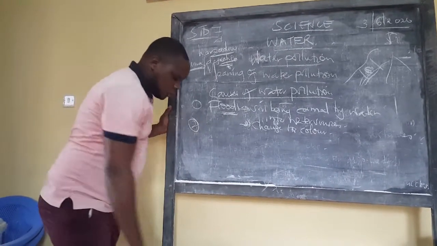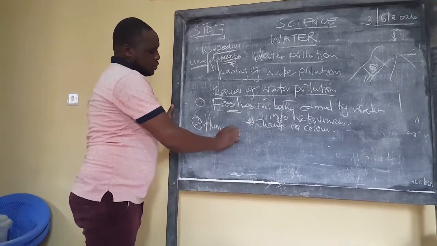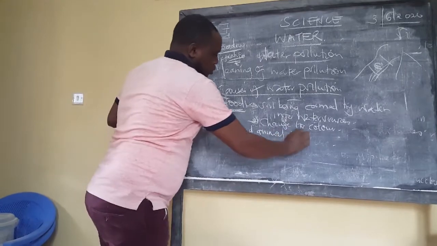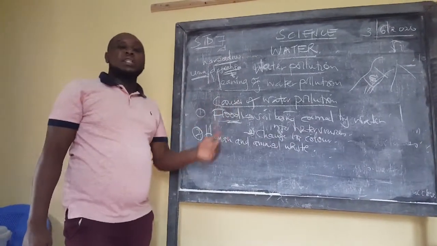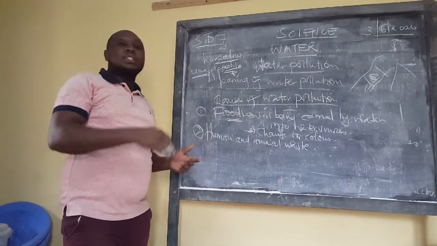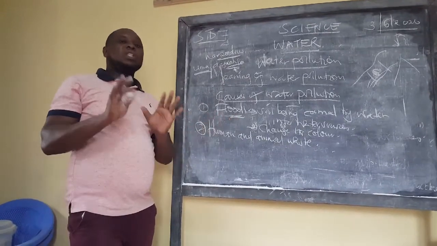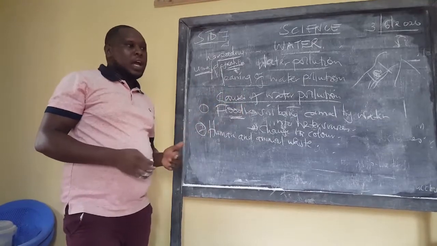Number 2 cause of water pollution is human and animal waste. When human waste is not controlled, when it's not deposited where it's supposed to be deposited, in a latrine or a toilet, if it's just laid all over, once it rains, that waste is going to be carried by this water into the water sources.